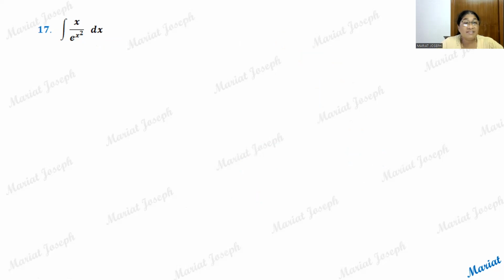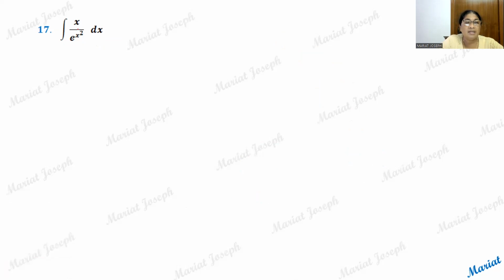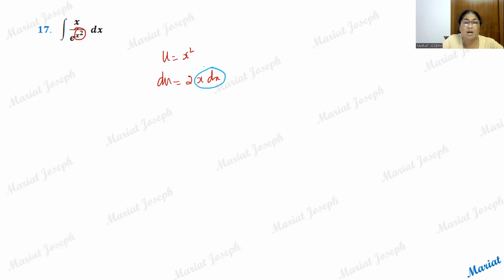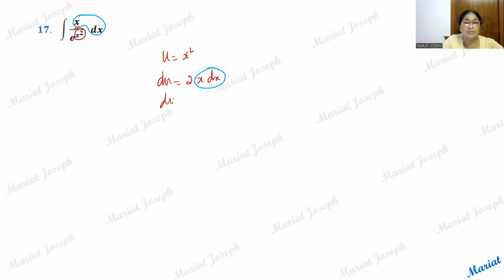Come on. Question 17. This also is very simple. I know I'm going on much delayed, but aap dekho to simple questions hain. Dekhiyo, agar aap u equal to x square lete, to du is 2x dx, and we can see x dx to aapko question ke andar de rakha hai. Dekhiyo, which will be du by 2. du by 2 is x dx. With that, we can go for this integration.